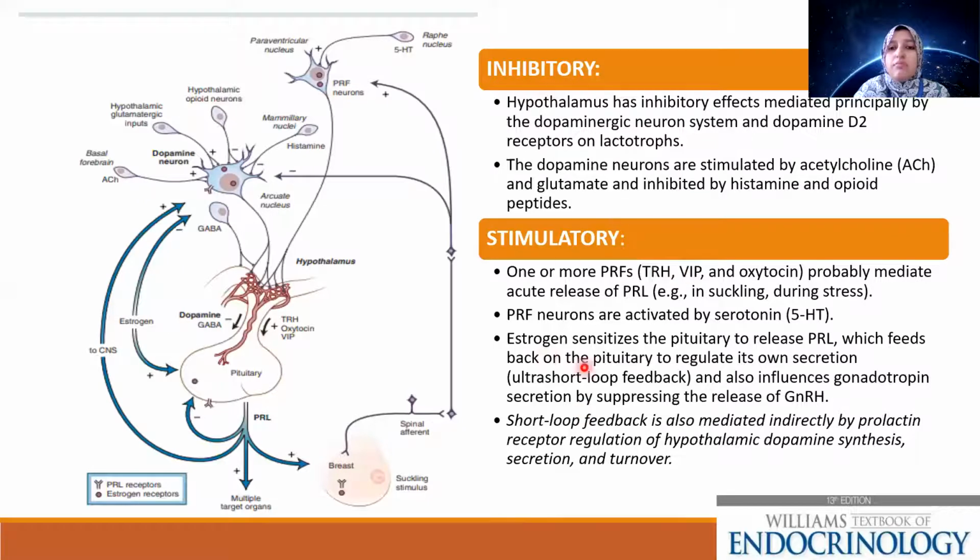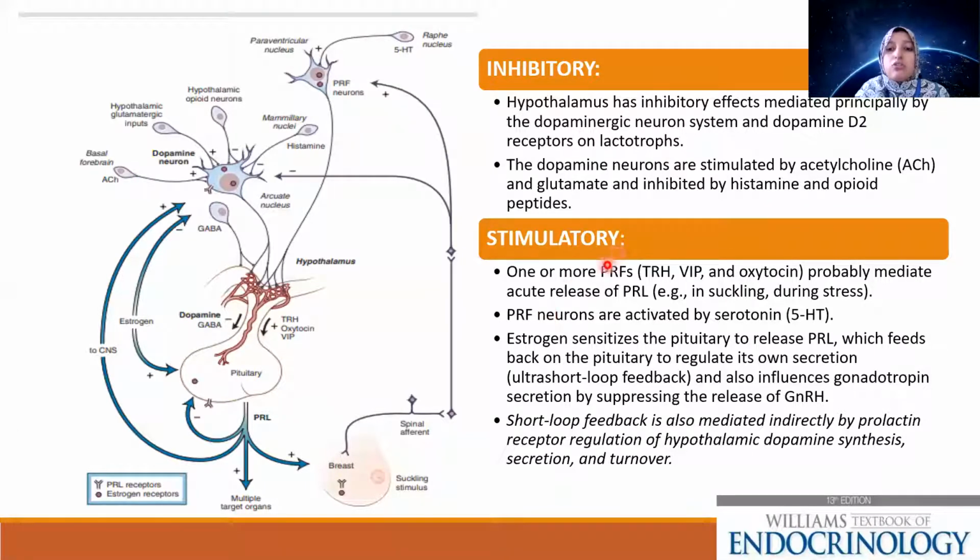Now, coming to the inhibitory and stimulatory factors which affect prolactin release. First of all, I'm going to discuss the inhibitory factors. The hypothalamus has inhibitory effects, which are mediated principally by the dopaminergic neuron system and the D2 receptors on the lactotrophs. The dopamine neurons themselves are stimulated by acetylcholine and glutamate and are inhibited by histamine and opioid peptides.